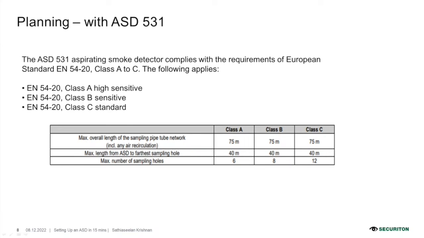But the number of holes that can be used differs: 6 for class A, 8 for class B, followed by 12 for class C. This is the number of holes that we can apply according to the classes. That is also according to the application. This is basically an output from EN 54-20. But to be mentioned, this also fulfills the NFPA standard, which is NFPA 75, 76, as well as 72.